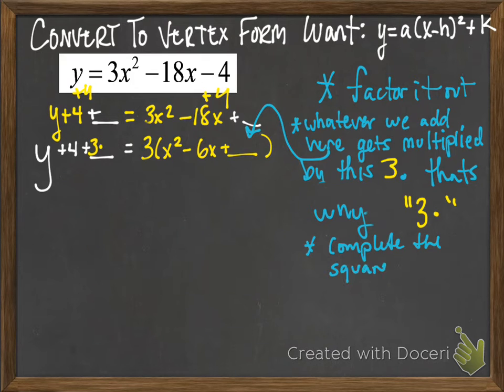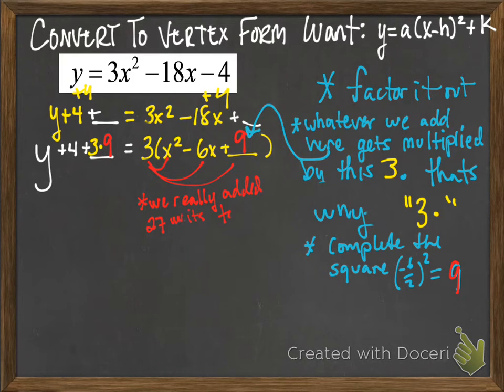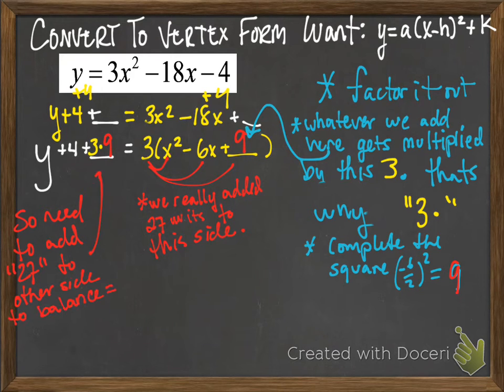So what I mean is, when I complete the square and I get a 9, and I add a 9 on the right, it's really getting a 3 distributed to it, so I actually added 27 units to the right. So I need to add 27 units to the other side, so it's really 3 times 9 to the left side to keep the equation balanced. This way I've added the same value to each side.